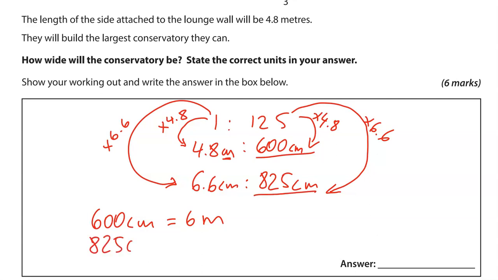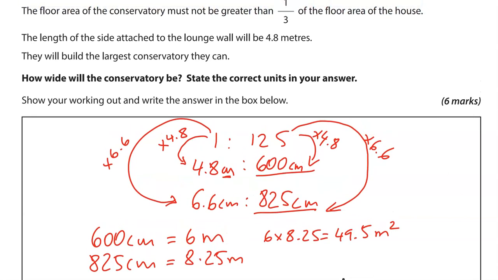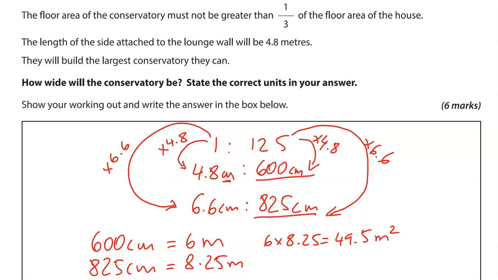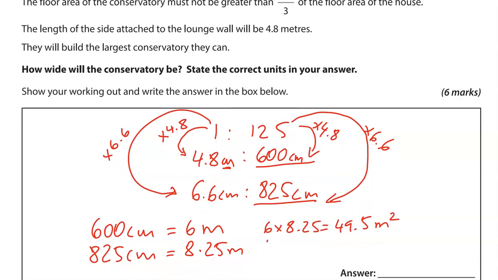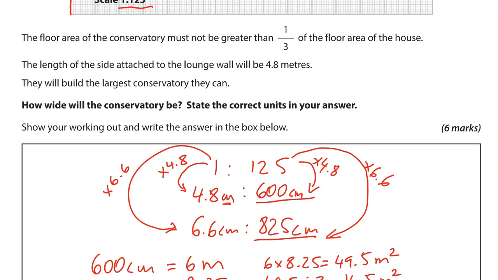825 centimeters. That is 8.25 meters. Again, if you divide it by 100, it gives you 8.25. 6 times 8.25 gives us 49.5 square meters as the total area of the house, and we're saying 1/3 is the maximum that the conservatory can be. So if we divide 49.5 by 3, it gives us 16.5 square meters, the maximum that the conservatory can be.